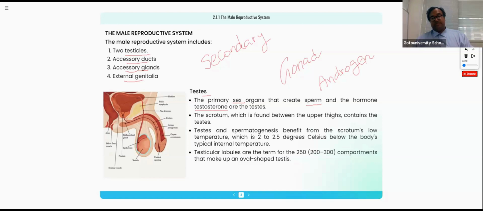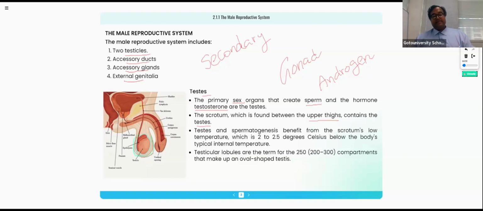Scrotum is a structure found between the two upper thighs containing the testes. This scrotum we can call a muscular sac-like structure. In the picture, if you observe properly, we can understand exactly which structure is the scrotum. Can you see the scrotum where I am pinpointing with my pointer? So this particular point is the scrotum.